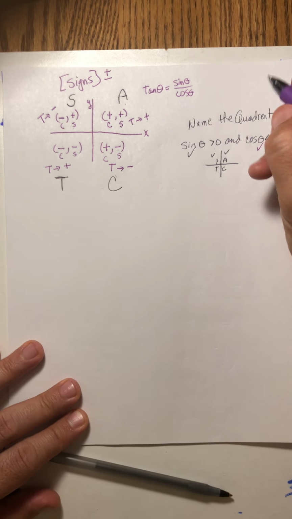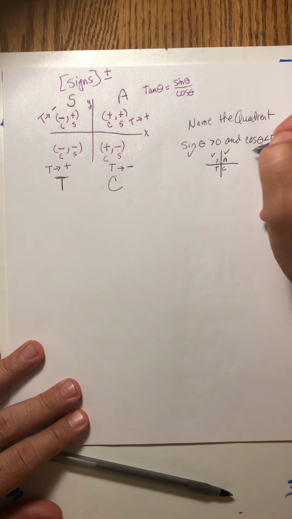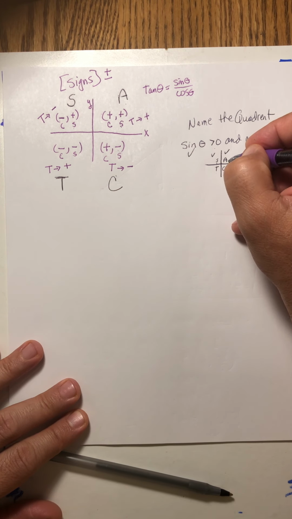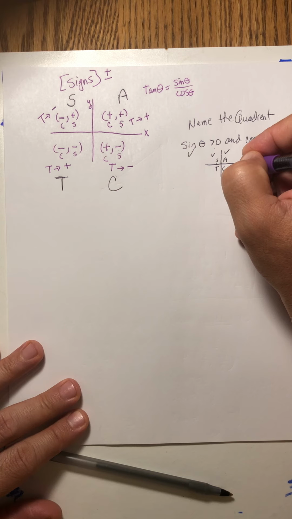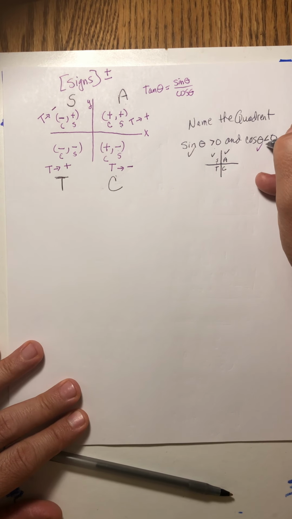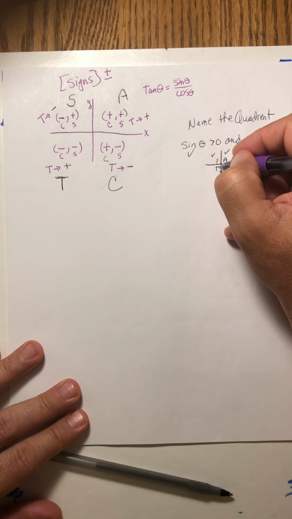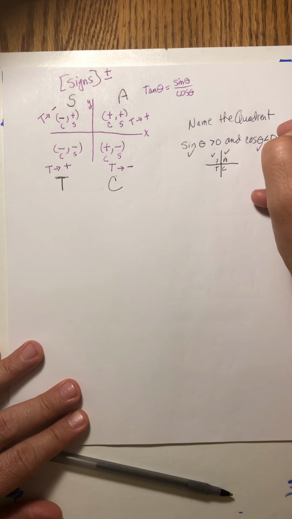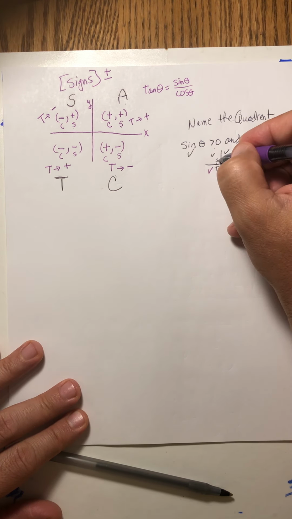Okay. So we're looking for where cosine is negative. Well, A means all are positive. C means cosine is positive. T means tangent's positive. Everything else is negative. So that means cosine is negative here, and sine is positive. Cosine is negative.